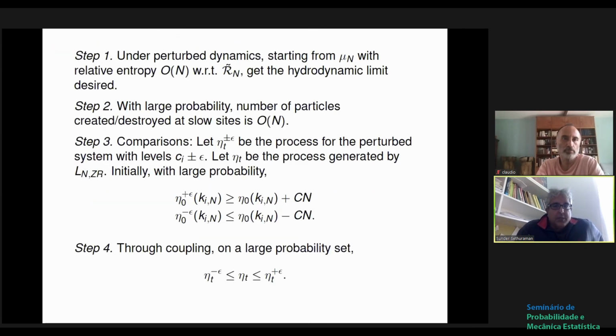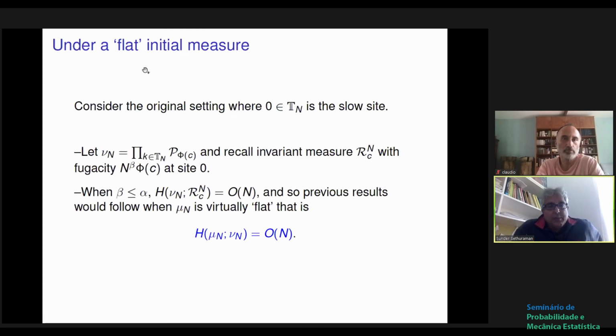So we're always looking at something of order n with respect to one of these invariant measures, which respects the slow side and puts lots of particles at the slow side in order to make it invariant, right? So suppose that you wanted to start from a flat invariant measure, something that is a perturbation of mu n, where mu n is just the product of the marginals even at the slow side.